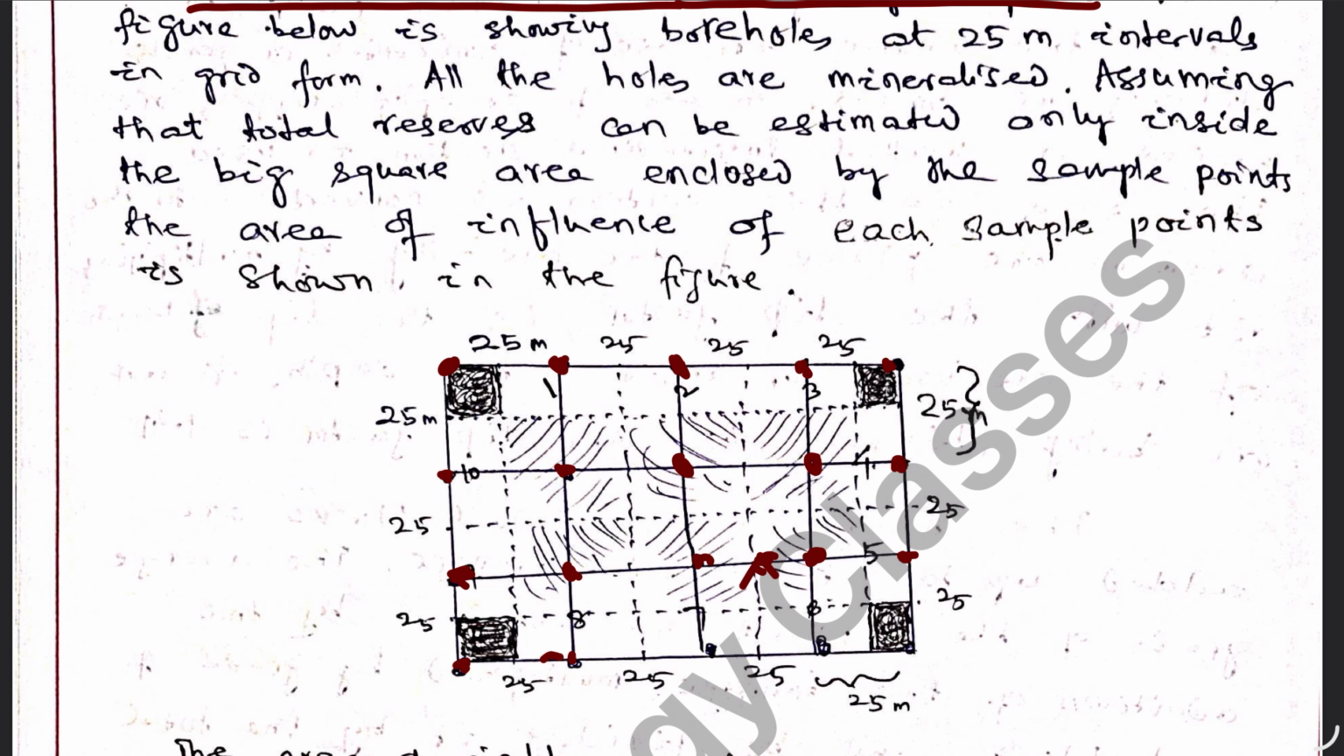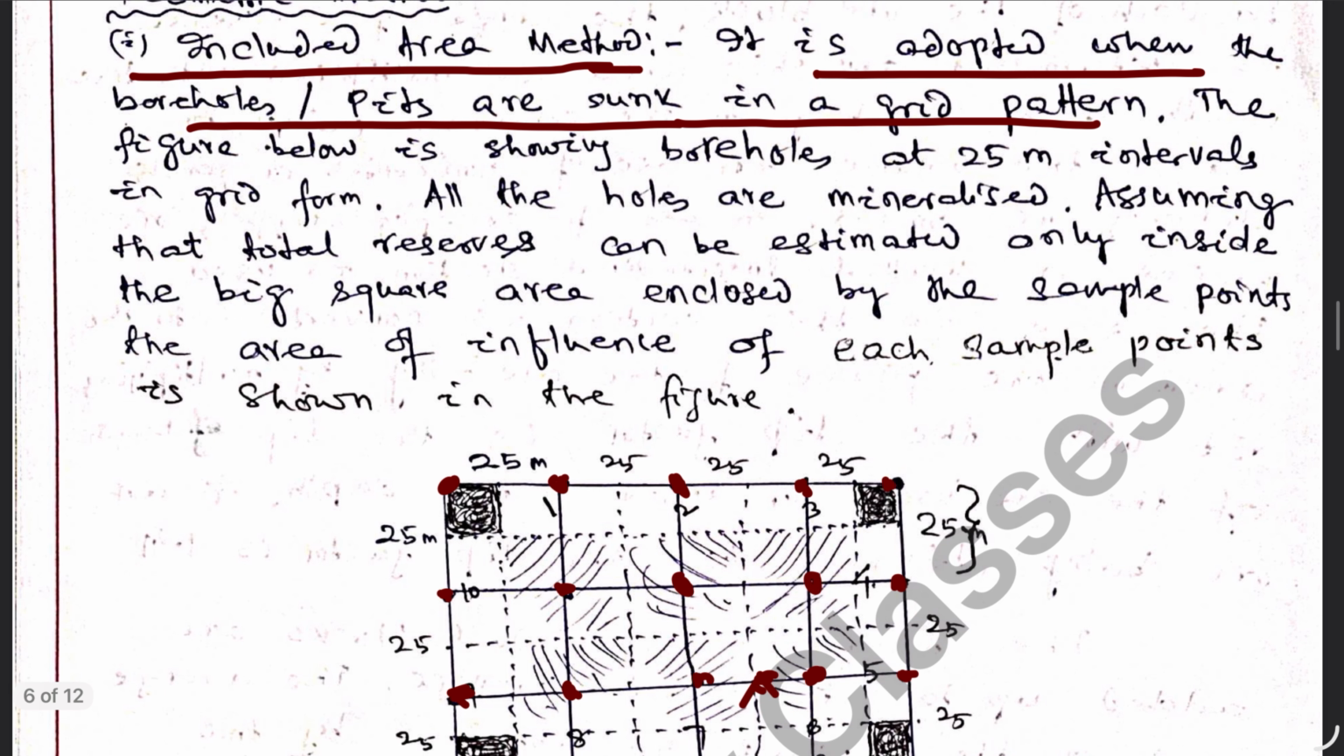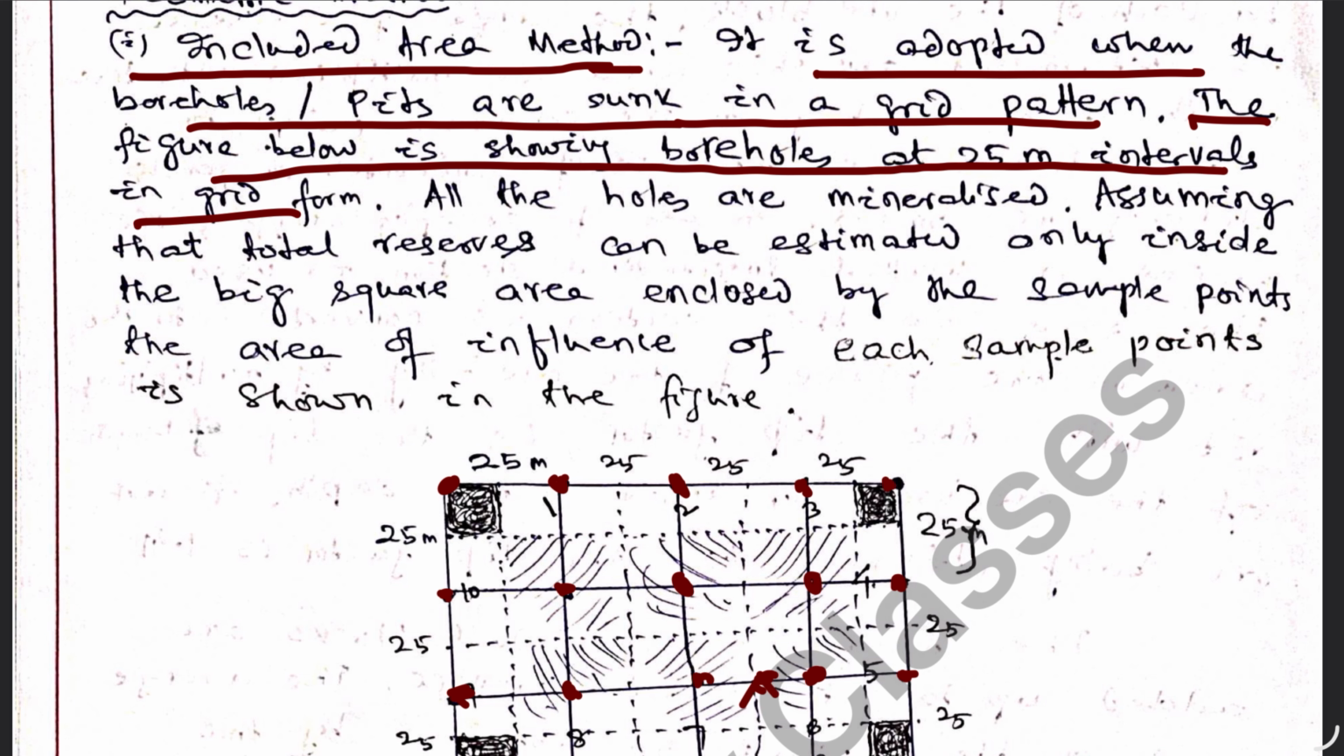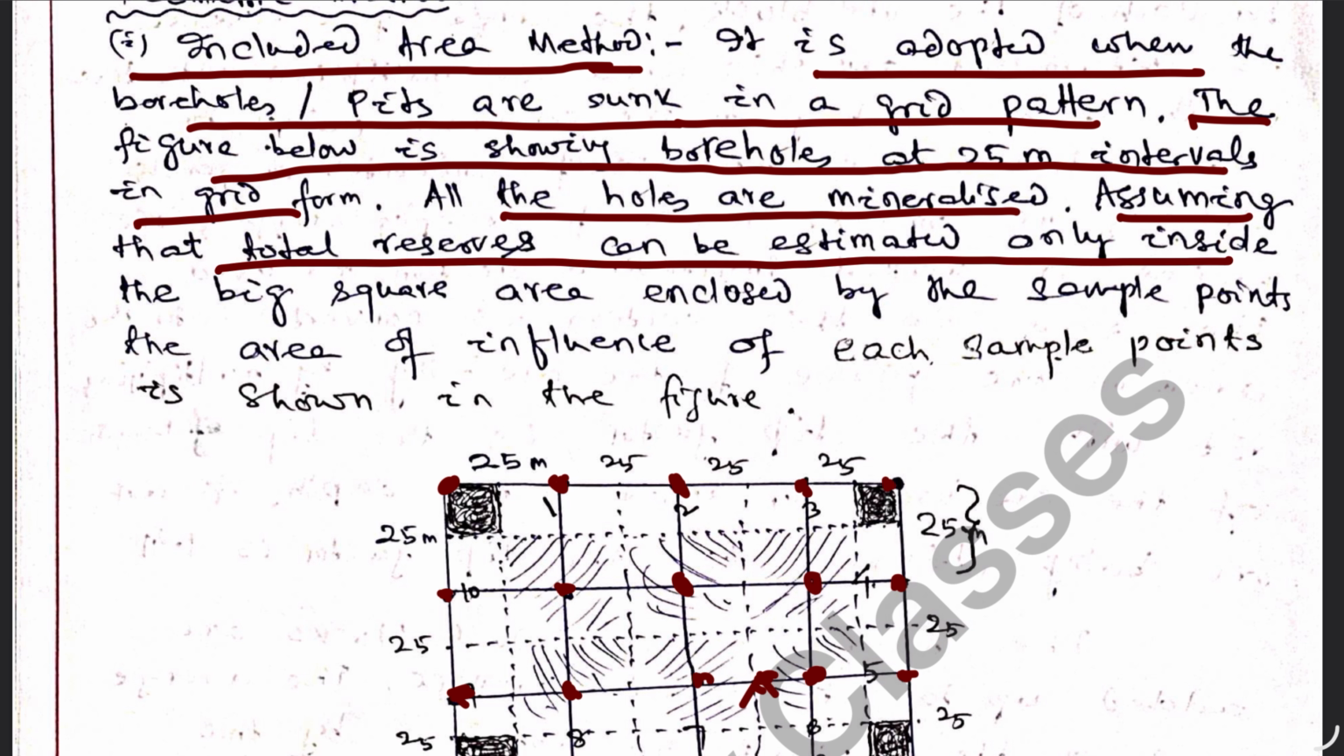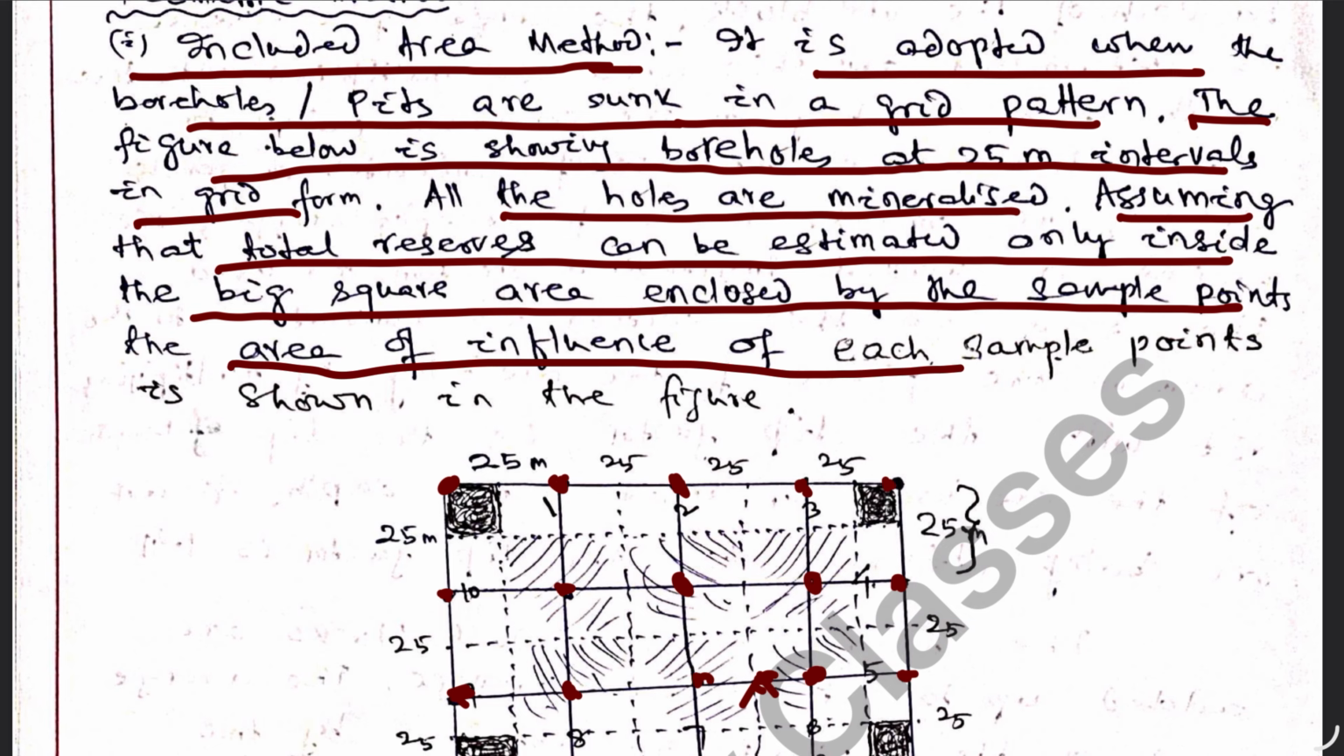There is a regular spacing between the samples. The figure below is showing the boreholes at 25-meter intervals in a grid form. All the holes are mineralized. Assuming that the total reserves can be estimated only inside the big square area enclosed by the sample points, the area of influence of each sample point is shown in the figure.